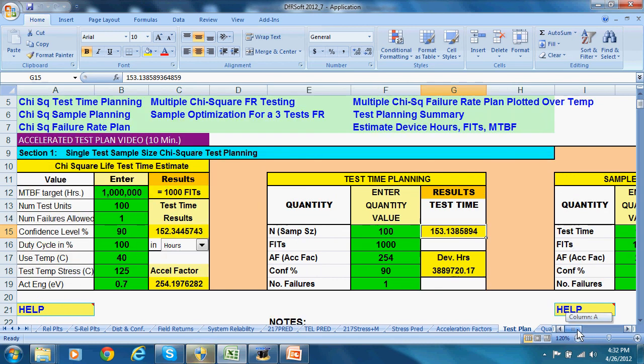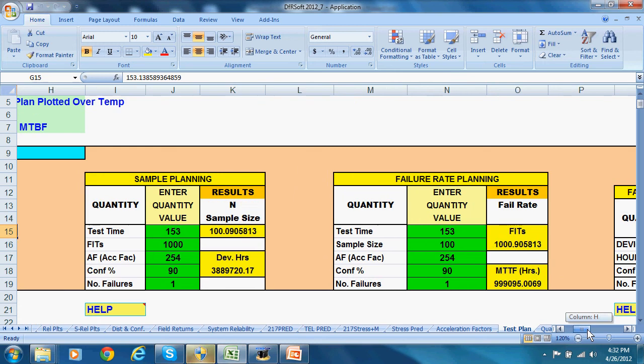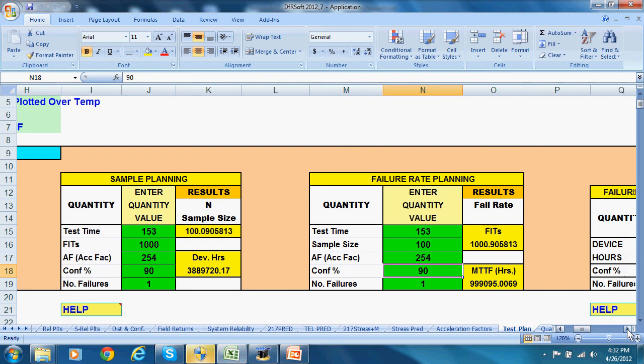Now when we say we're achieving, say, 1,000 FITs, what that means is, with a Chi-Squared at the 90% level, 9 times out of 10 our failure rate would be no worse. By repeating this test, 9 times out of 10, our failure rate would be no higher than 1,000 FITs. We would say the failure rate is somewhere between a lower number and 1,000 FITs.